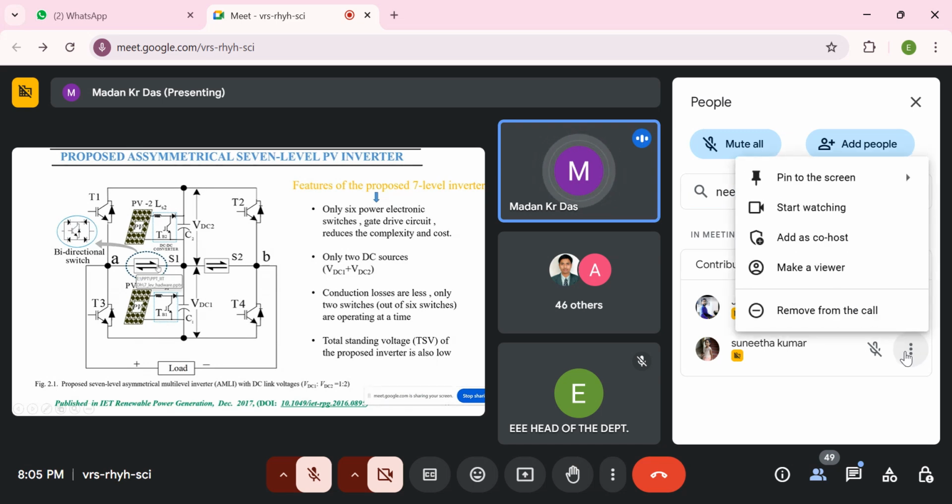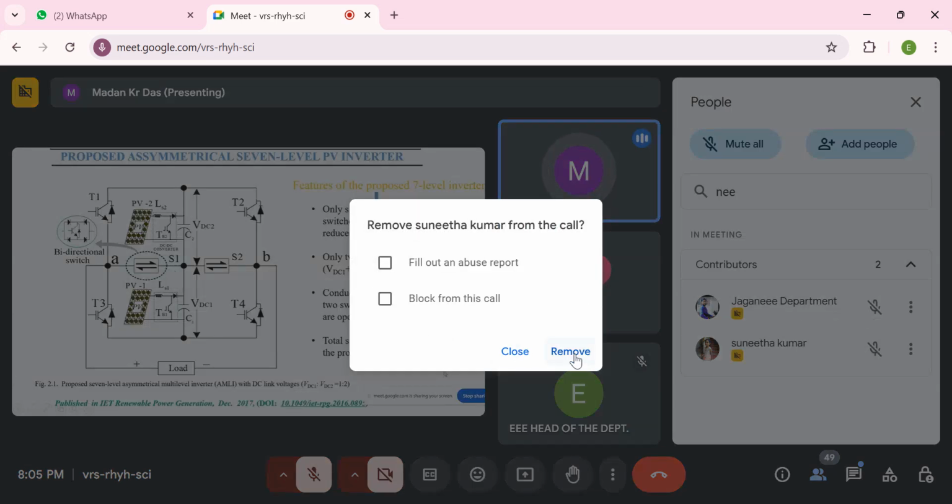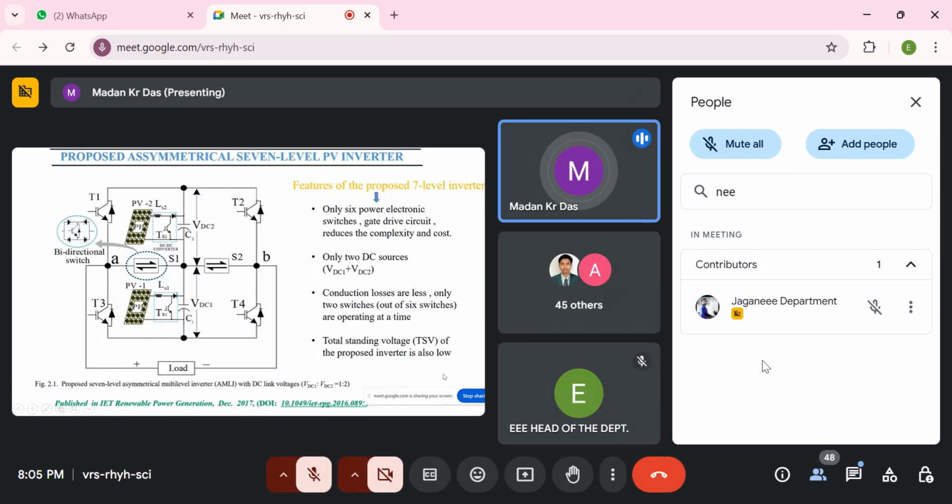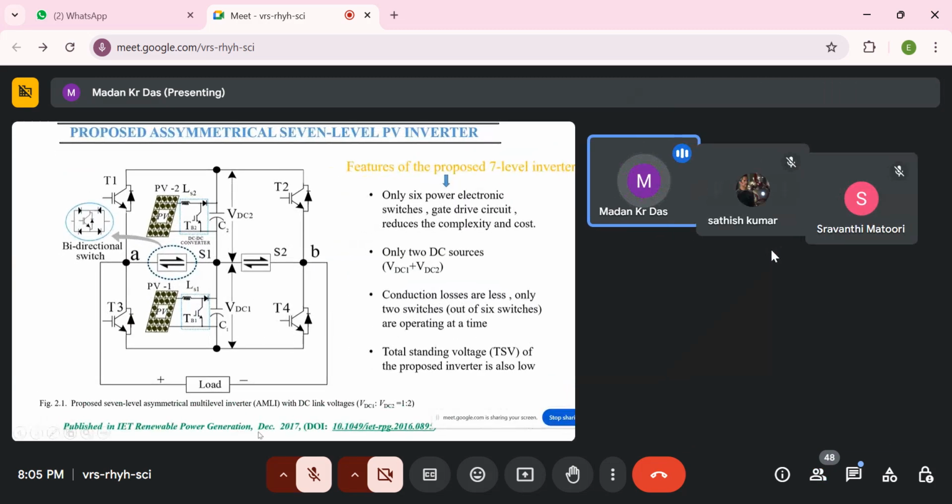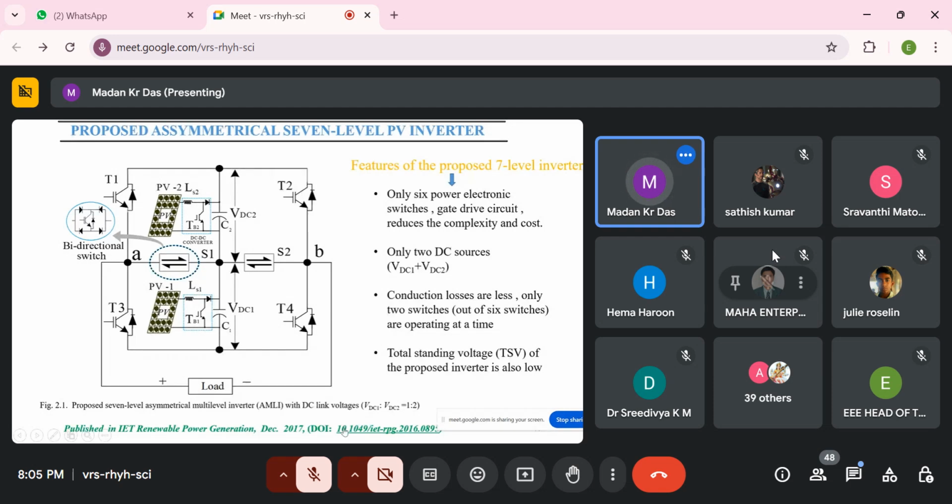So all the switches' blocking voltage is called the total standing voltage. So the total standing voltage will be low. This inverter was published in IET Renewable Power Generation in 2017. This is a new type of inverter.